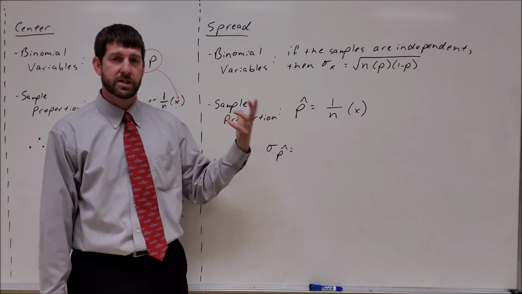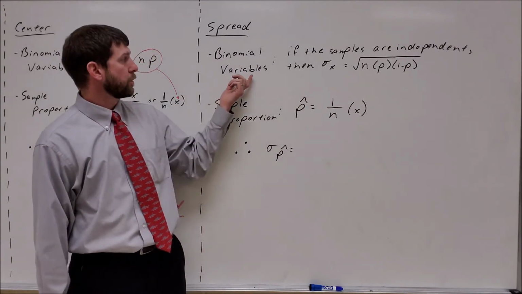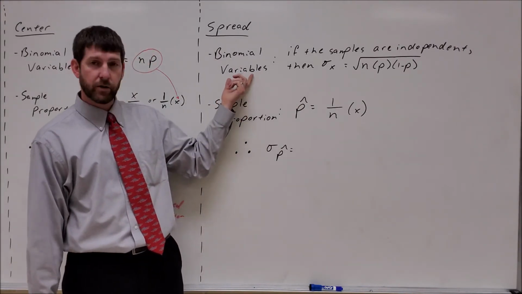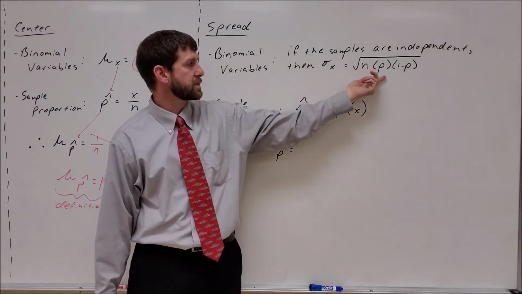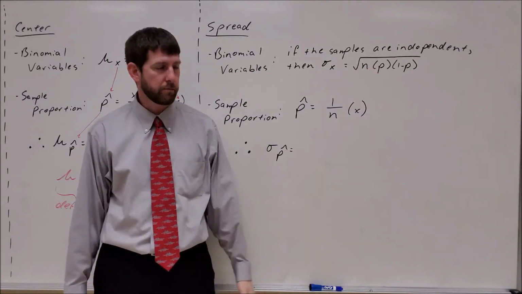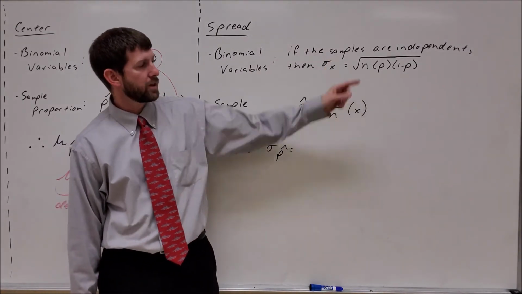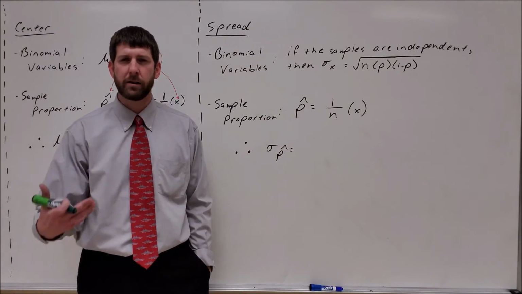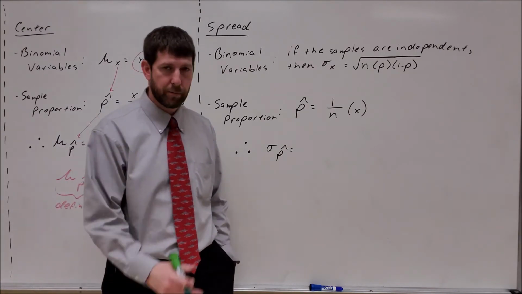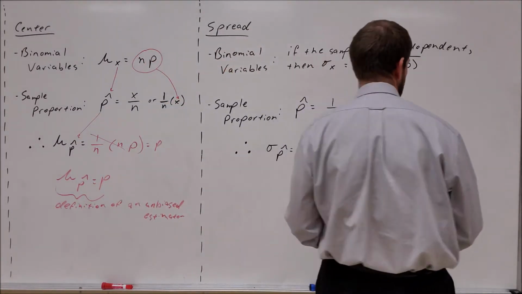So let's recap what spread is. Spread, or standard deviation for binomial random variables, was this right here. So sigma of x is equal to the square root of n times p times 1 minus p. But that's only if the samples are independent. Let's talk about that independence first. How do I show that the samples are independent? There's two ways we can do it.